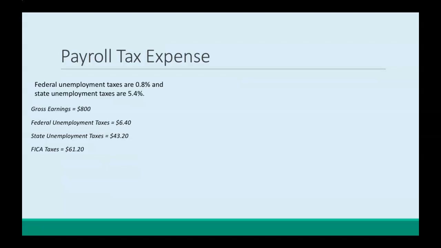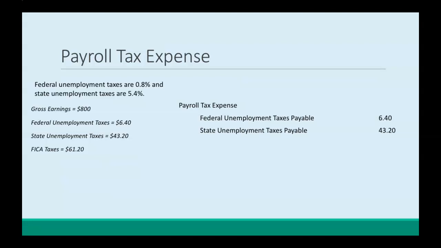Now, employers also pay their part of the FICA taxes, which is still that $61.20 that we found earlier. So how do we journalize this? Well, we'll debit payroll tax expense. We don't know for how much yet, but we debit payroll tax expense, and then we credit federal unemployment taxes payable, state unemployment taxes payable, and FICA taxes payable. And we can add those three amounts up to see that we need to debit our payroll tax expense for $110.80.